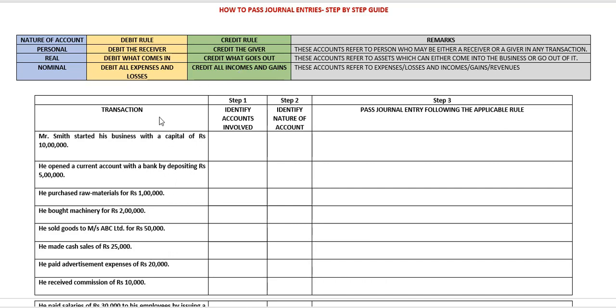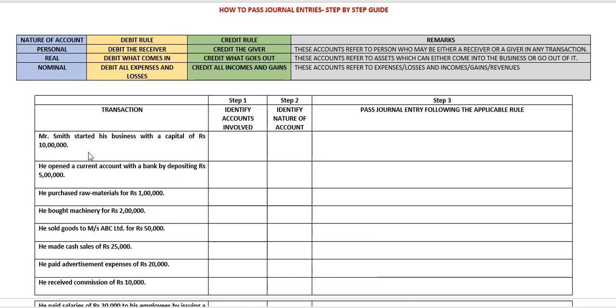We have a table here with the first column as transaction. We have various transactions that we will do today, and then we have the step one. As I told you in my earlier video, first step is to identify the accounts involved in a transaction. So there will be at least two accounts, but there could be more than two accounts involved in a single transaction. And then second step will be identifying the nature of that account, and then using the table above we will find the journal entry for that transaction.